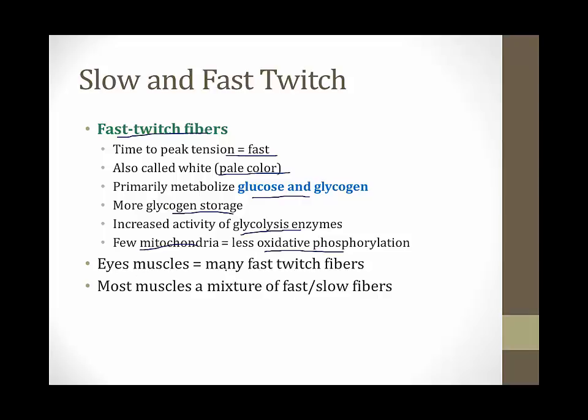And for example, many of your eye muscles have lots of fast twitch fibers because their job is to just move quickly to one side or the other. And most muscles in your body are a mixture of fast and slow, and different people have different mixtures in their different muscle beds. And that concludes our video on skeletal muscle.